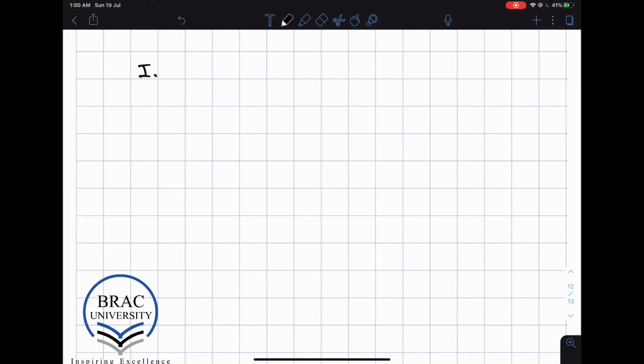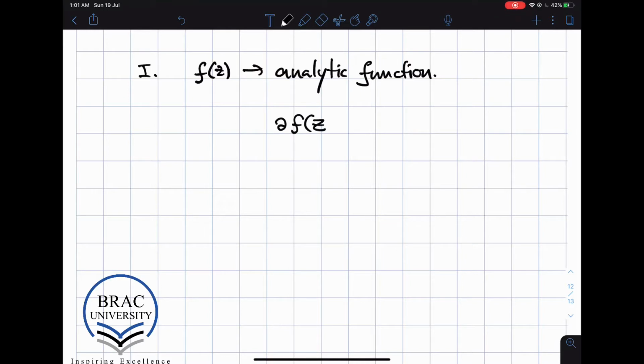The contour integral of some analytic function on a complex plane. So f of z is some analytic function. What does that mean? It means that it satisfies the Cauchy-Riemann equation on all points on the complex plane except maybe some isolated points where it blows up. The Cauchy-Riemann equation, let me remind you, is given by this.